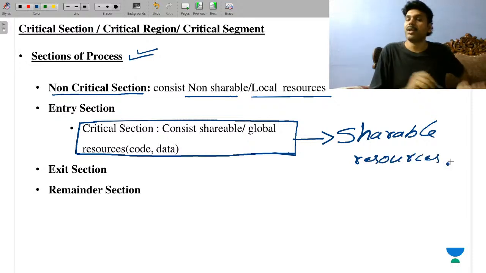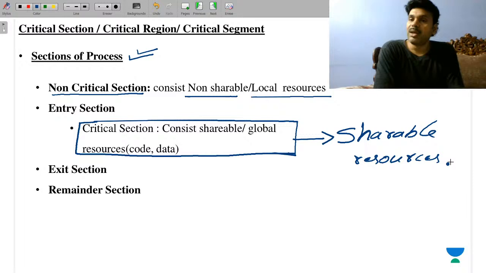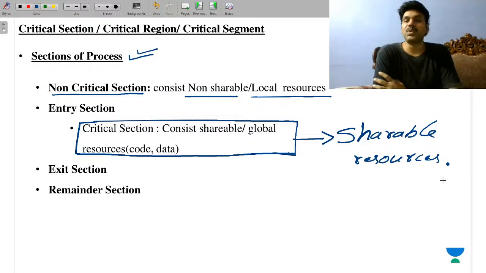I want to tell you one real-time example here. See, your RAM, random access memory, is a shareable memory only. So when you say that every process is going to get a different address, if the processes have the same address on your RAM, what will happen?